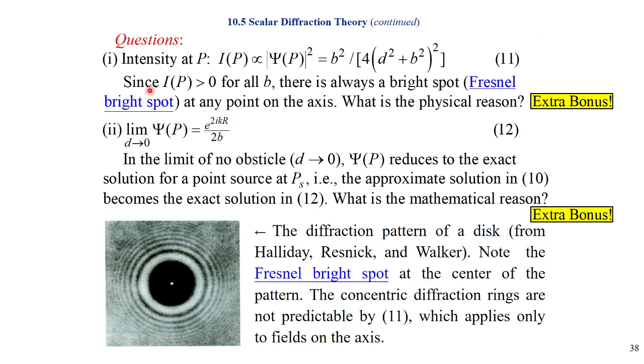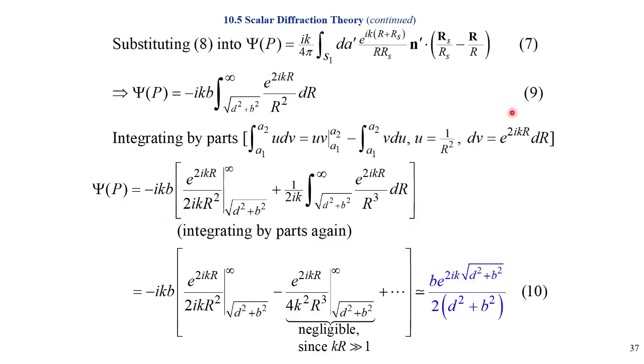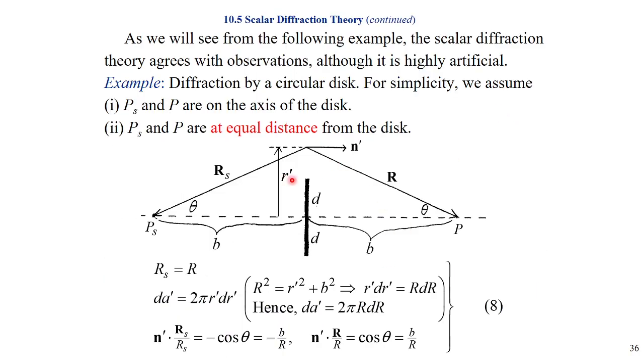squared. Since IP is greater than 0, there is always a bright spot at any point on the axis. What is the physical meaning? Let me show you again. We have a circular disk here. No opening, just a disk. And we have a point source here. The wave will propagate in all directions. And eventually, at the equal distance, here, we will have a bright spot.